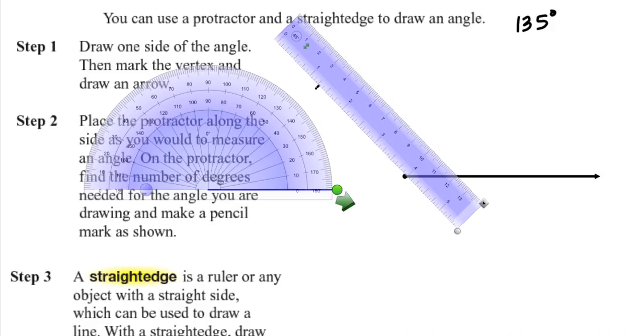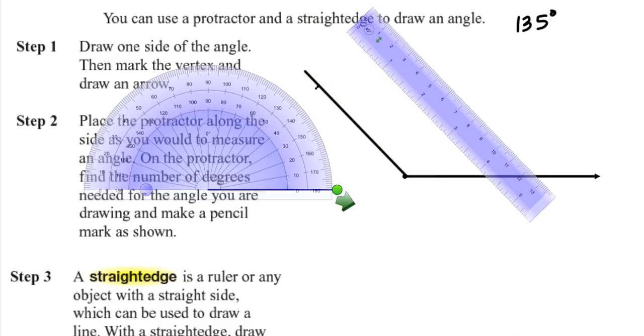And then I'm going to get my pencil. Okay. Then I'm going to draw a straight line across. Let's take out our straight edge, and it says draw an arrow. Right there, that's your arrowhead. So we have just drawn a 135-degree angle. Alright? And those are the 3 steps to draw an angle.